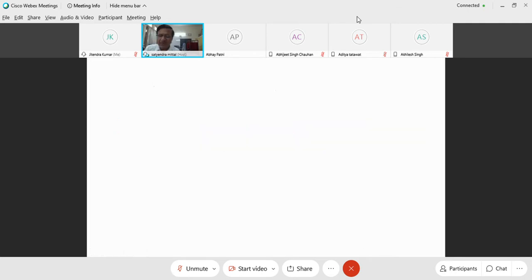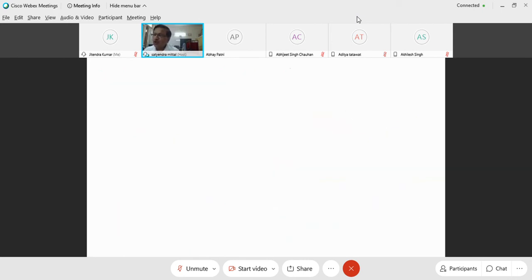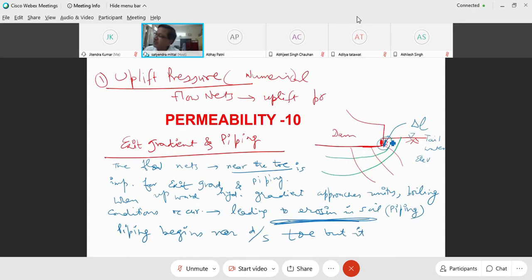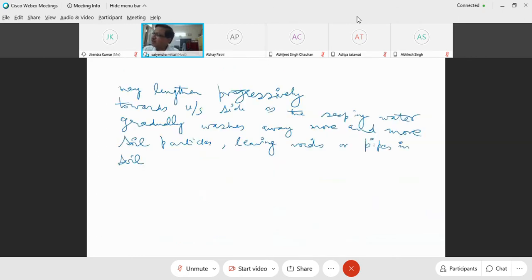Let me try to explain. When there is an uplift pressure here, it may create a sort of boiling condition, and due to this boiling, the soil here goes up and then comes down. So it creates a lot of voids there. These voids are also called pipes in soil, meaning the continuation of voids is termed a pipe in the soil.